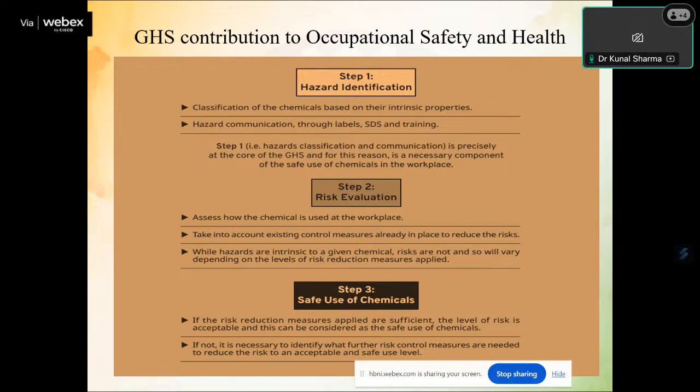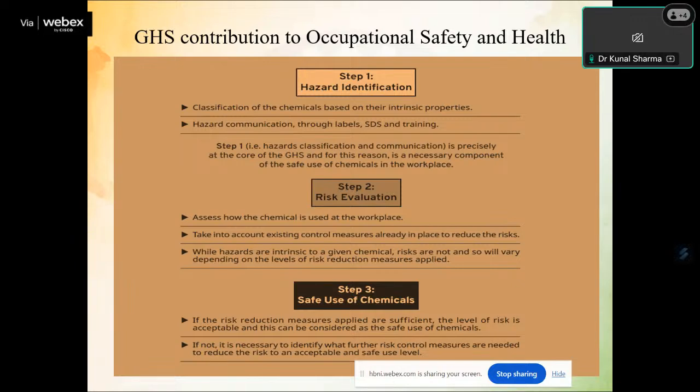It takes into account the existing control measures already in place to reduce the risk. For example, if we know that a chemical is inflammable and up to this particular point it will produce flame, and we have some cut-off, or we can use any type of curtain, fire curtain or water curtain, whatever is there, then we can easily understand the risk. So we have already evaluated the particular risk.